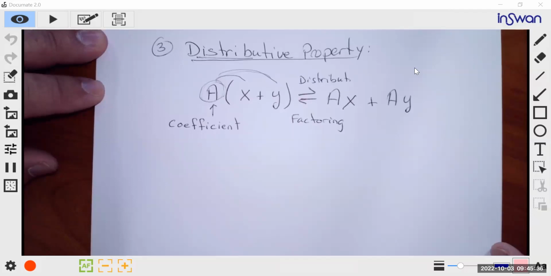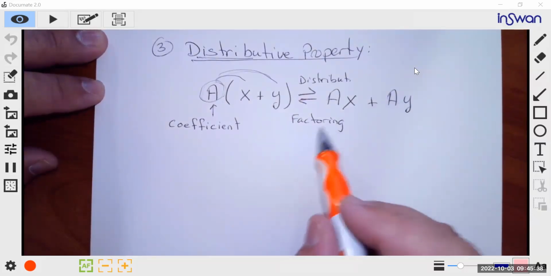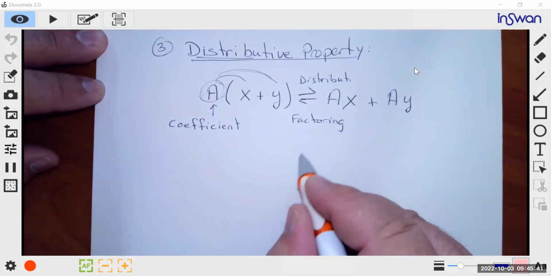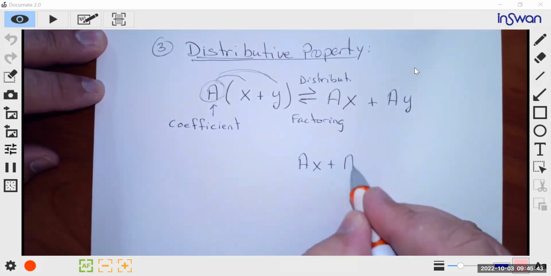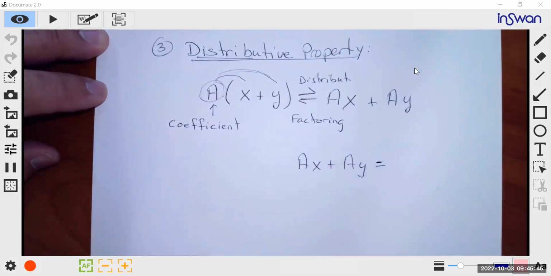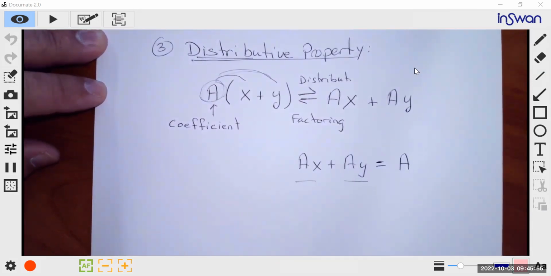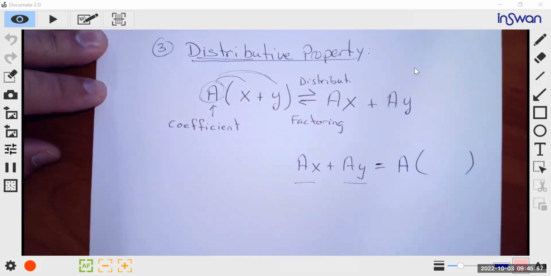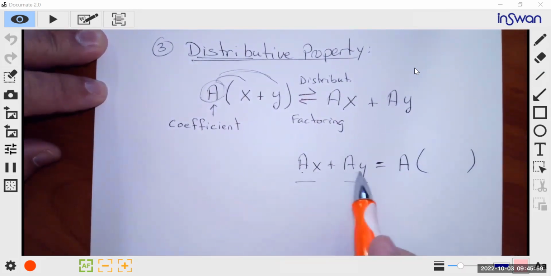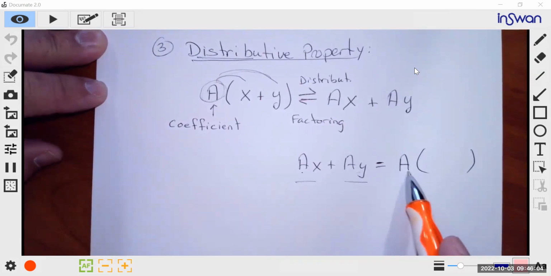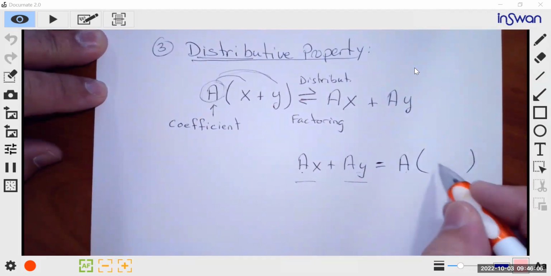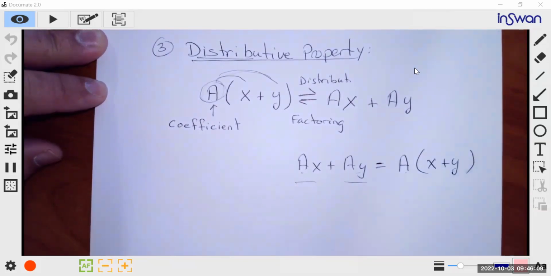Why is it called factoring? Because what factoring does is, what do these two equations have in common? ax plus ay. What do they have in common? They both have the a, so we put the a down. Since that's what they have in common, everything else. So if we take away the a, what do we have left? x plus y.